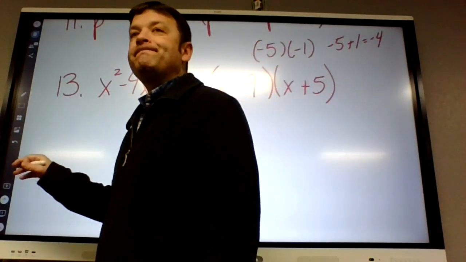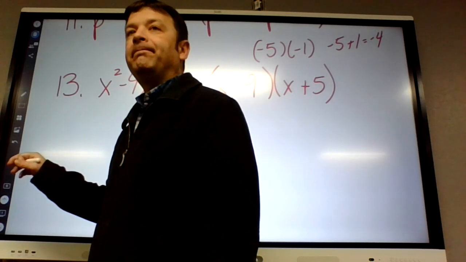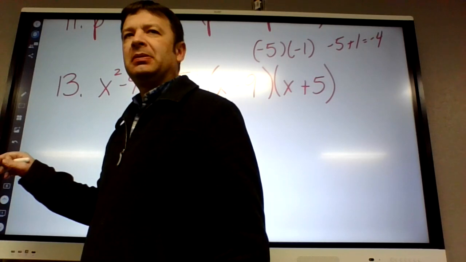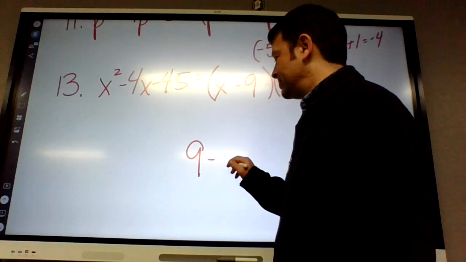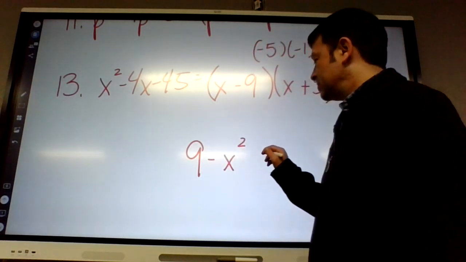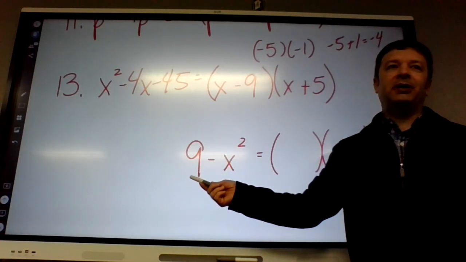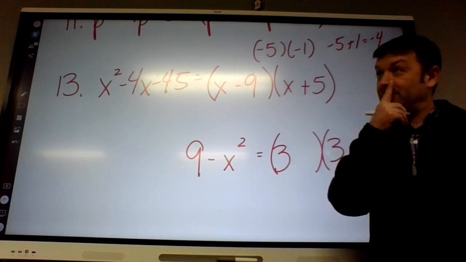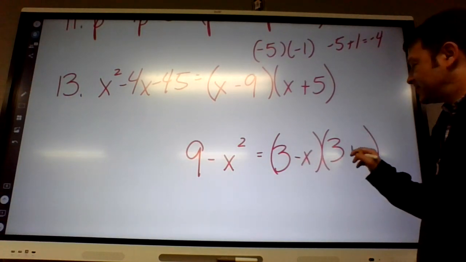When you're done with 13, can you give an example where you have to do like 9 minus x squared, like a square minus a square but flipped? Same thing as x squared minus 9, almost. What goes into 9? 3 and 3. What goes into negative x squared? Minus x times positive x.